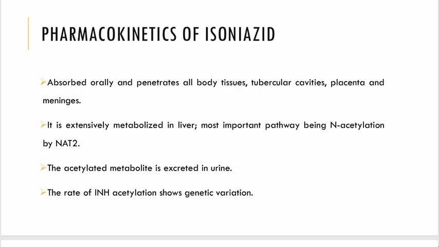Pharmacokinetics. It is absorbed orally and penetrates into all the body tissues, like tubercular cavities, placenta, and meninges. It is extensively metabolized in the liver and the most important pathway is N-acetylation by NAT2. The acetylated metabolite is excreted in urine and the rate of isoniazid acetylation shows genetic variation.